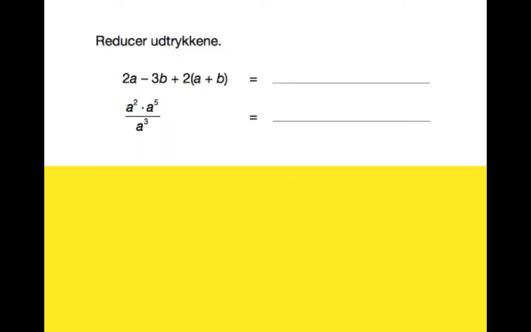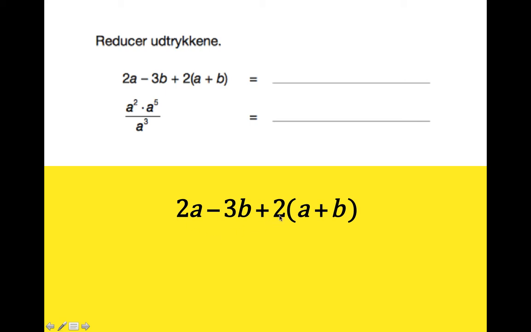The next block asks us to reduce or simplify some expressions. And the first one is 2a minus 3b plus 2 brackets a plus b. Couple of things to remember here. When you see a minus, it belongs to the thing that follows it. So the minus and the 3b belong together. It's minus 3b. The minus has nothing to do with the 2a before it.